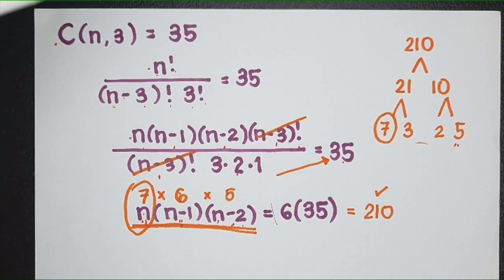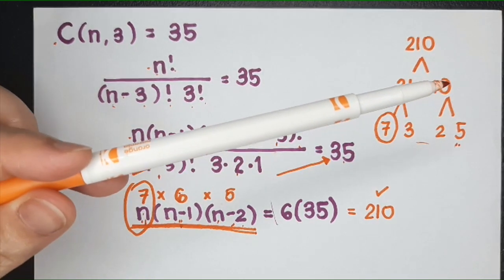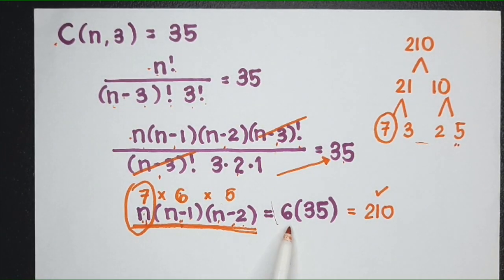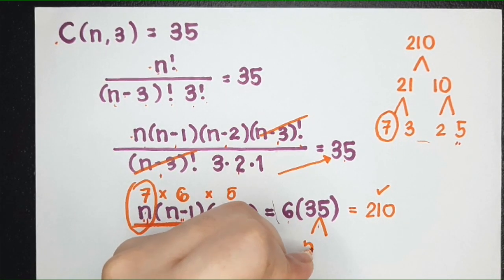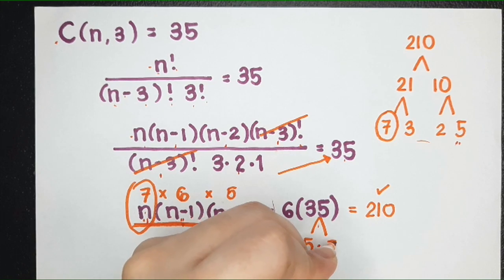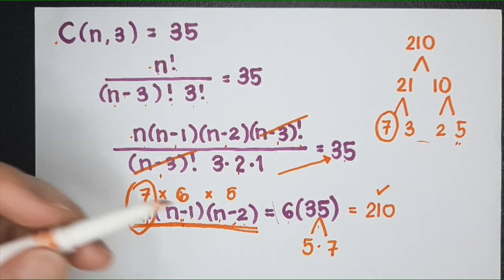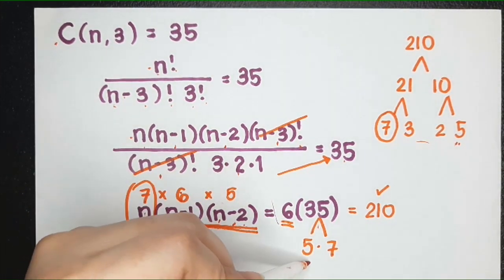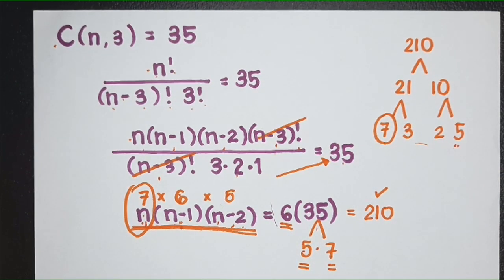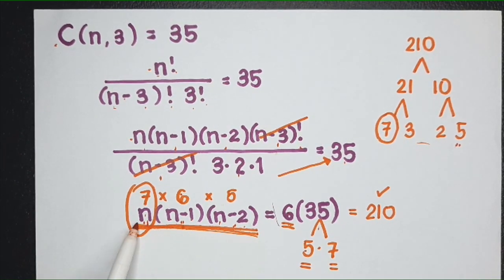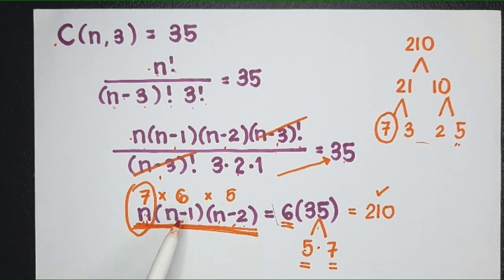Actually, kung magaling kayo mag-inspect, pwedeng hindi nyo na ito ginawa. Kasi tingnan nyo dito. Di ba 6 times 35? Tapos, di ba ang 35, it is 5 times 7. Tapos, tingnan nyo, meron akong tatlong numbers dito. 6, 5, and 7. Tatlo yan. Ilan ba tong numbers na to? Tatlo din. Si n, si n minus 1, at si n minus 2.